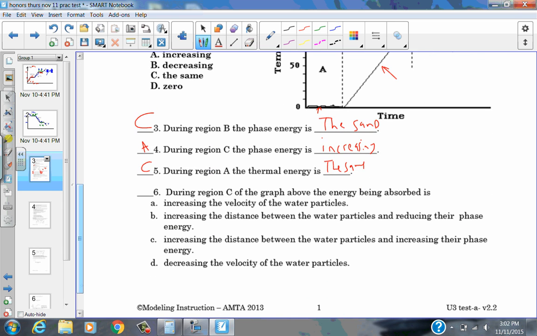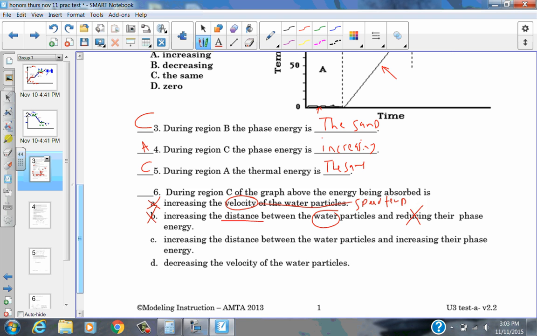During region C, the energy being absorbed is it increasing the velocity of the, ooh, I like this. When they talk about the velocity, that's speed, and speed is temp. There is no change in temp. Is it increasing the distance between the water particles and reducing their phase energy? I believe it is making them further apart, increasing the distance. But wait, when you increase their distance, that doesn't reduce their phase energy, that's adding it. B is not good.